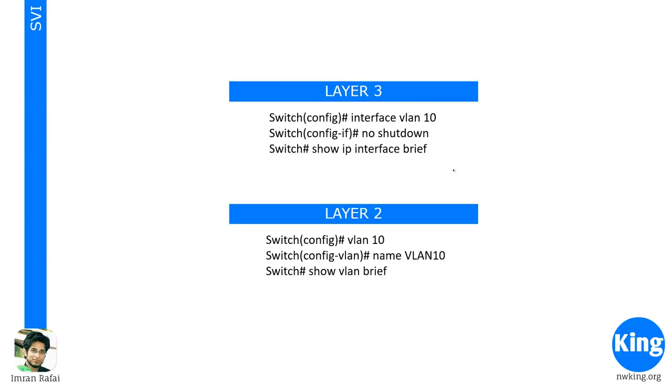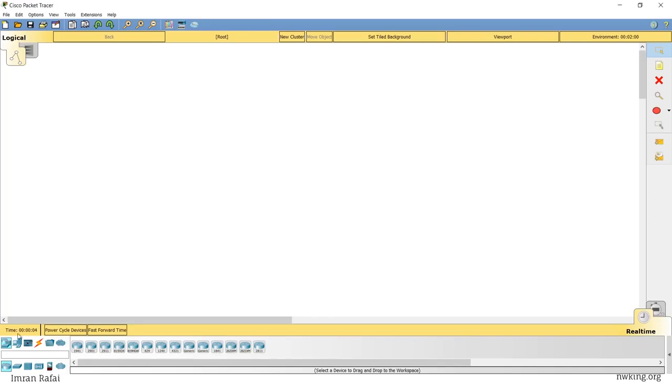So there are two types when we're talking about VLAN. We have layer 2 and layer 3. What's the difference? We will use Packet Tracer to understand the difference. What I'm going to do is take a regular layer 2 switch.